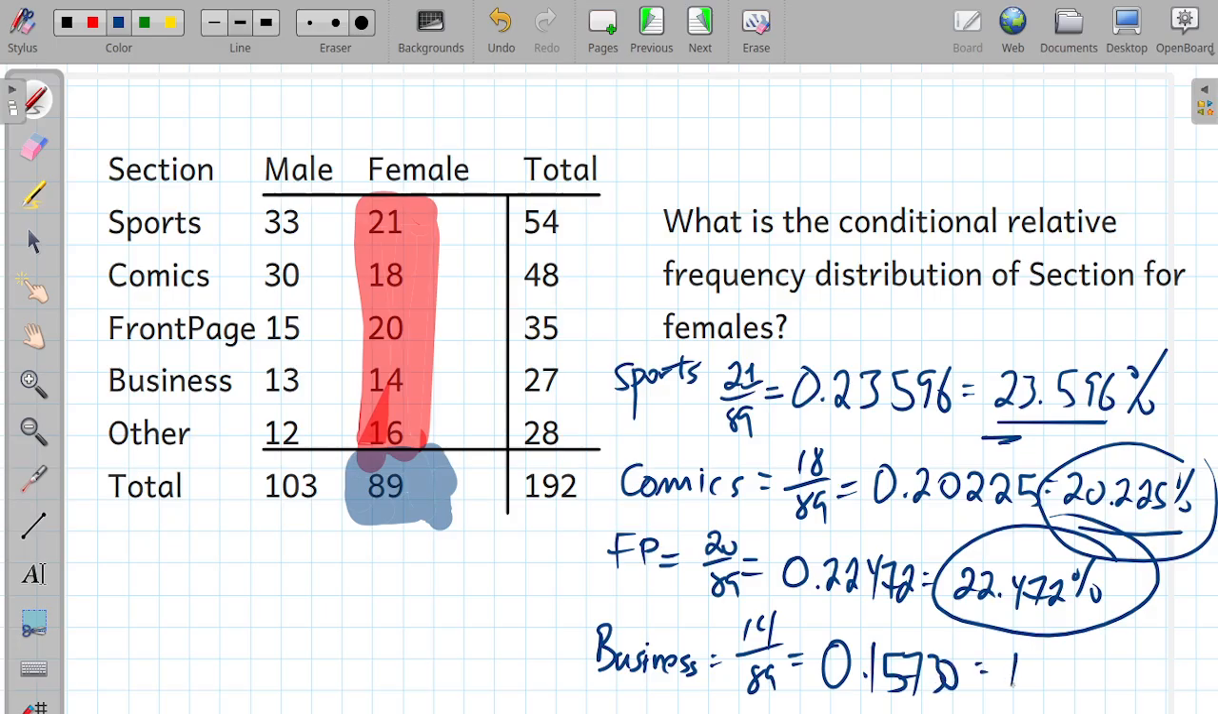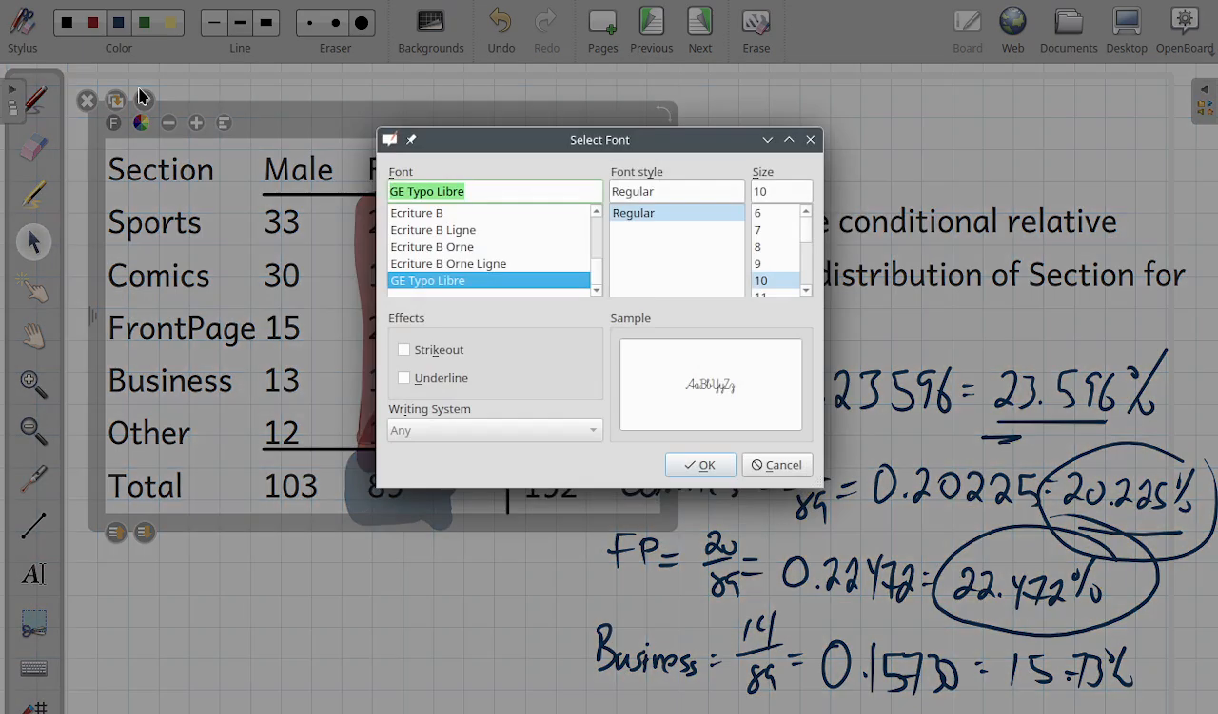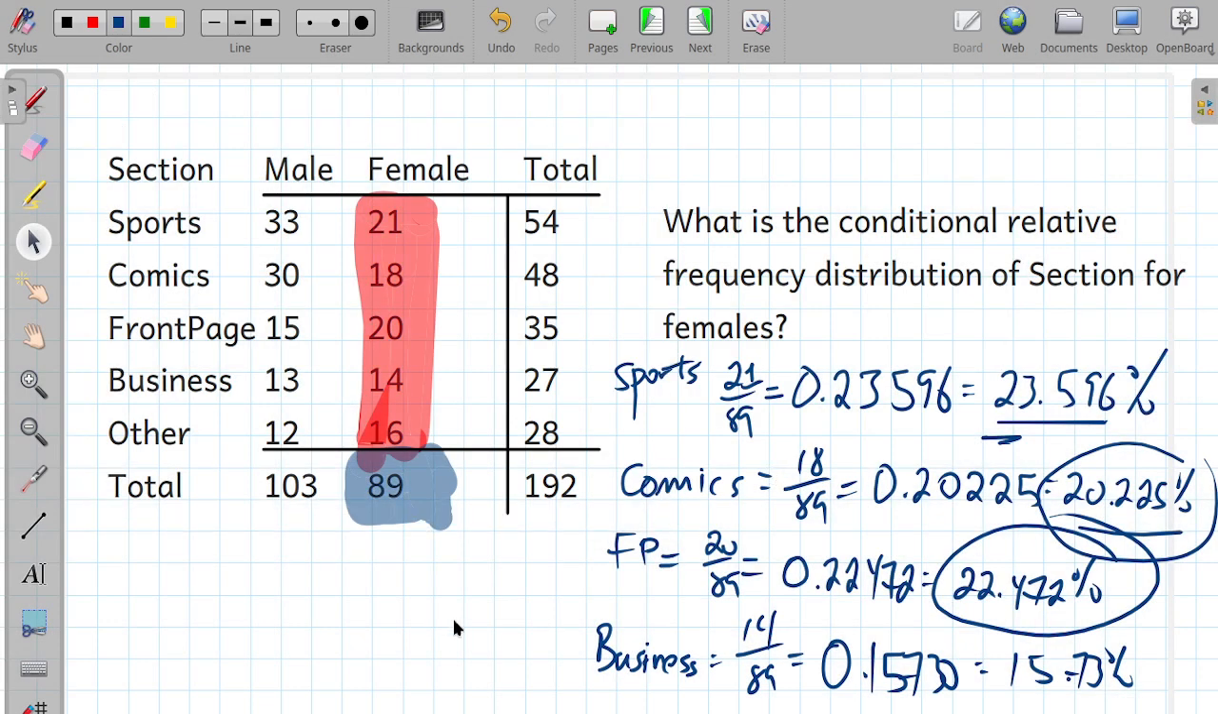15730, which is 15.73%. Okay, you wanted to know what the font is. Well, let's find out. So I do that, I go over here, and the font is GE Typo Libra. So it's a derivative of something, not entirely sure what. Anyway, that's how we check the font on here. Okay, where was I? Oh, right, we got to finish this thing off.